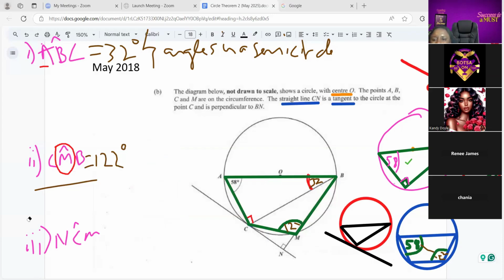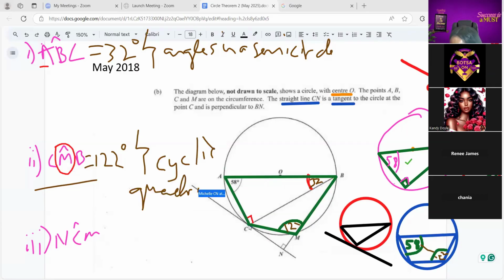For those who don't know, a cyclic quadrilateral is a four-sided figure, just like the one I have highlighted here. A four-sided figure that's in a circle and is touching the circle at all its corners, or vertices. So the answer is 122, and the reason for it being 122 is because of the cyclic quadrilateral. If anybody has any questions, let me know. For those who got it, you're all ready to put circle theorems to rest.